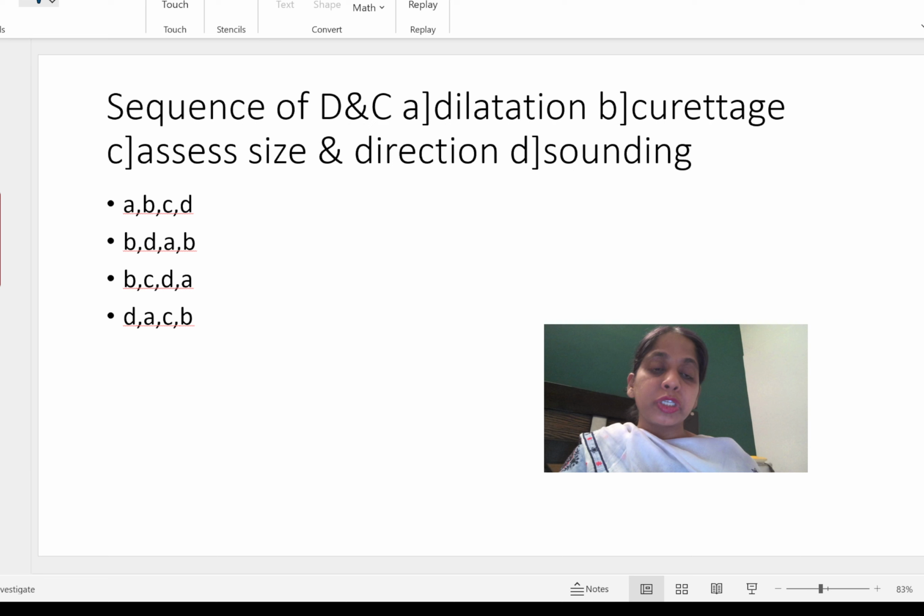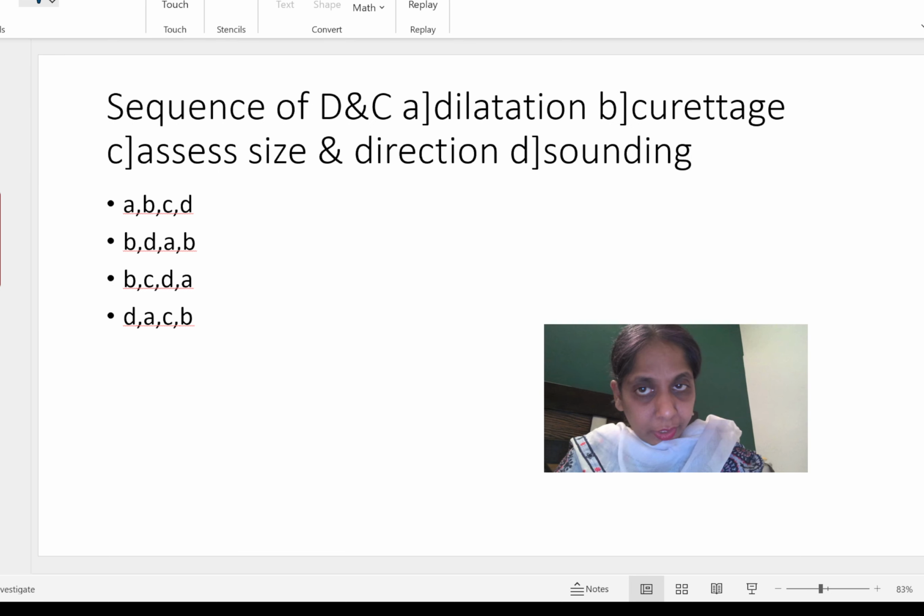First of all, whenever we take the patient, we take her in lithotomy position. Then first we assess the uterus size and direction. Then we insert the uterine sound, because by assessing it clinically, doing the PV, we know whether it is anteverted or retroverted, and in that direction only we will put the sound. By sounding the uterus, we get the length of the uterus, so that our dilator does not perforate it. So first is assessing the size and direction. Next is sounding. Next we dilate, and in the last we curette it.